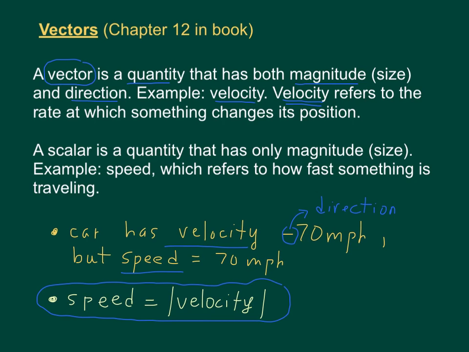So let's now go back up here and look at our other definition of a scalar. A scalar is another quantity, but this time it only has magnitude, so there's no direction associated with it. An example is speed. Speed we know refers to how fast something is traveling, okay? So there's no direction associated with speed itself. If we look at velocity, that's a vector because there's both a direction that you can be heading as well as the speed at which you're traveling, okay?